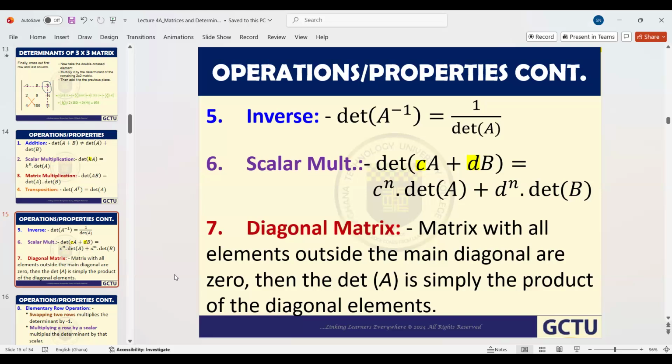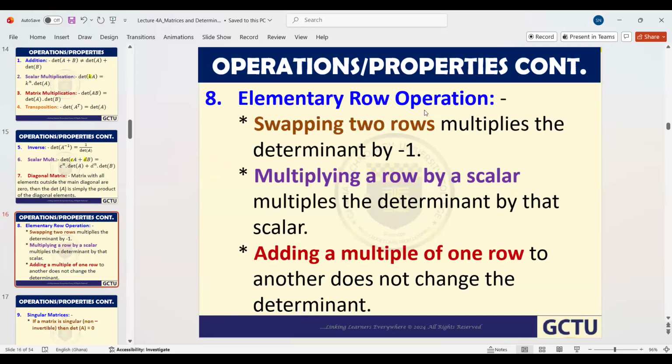Okay. We are going to learn how to do what we call elimination. You are going to be given a system of equations.